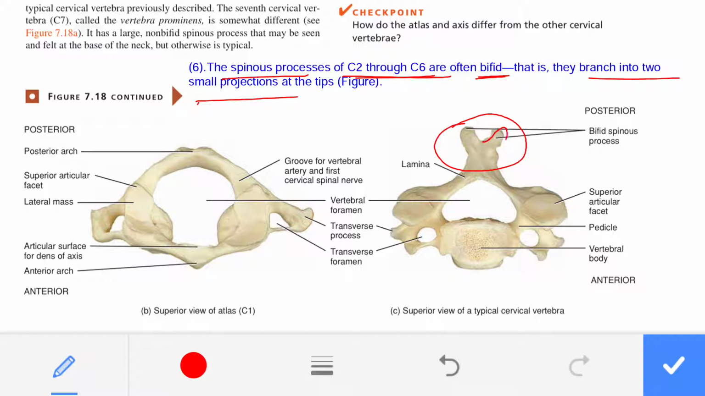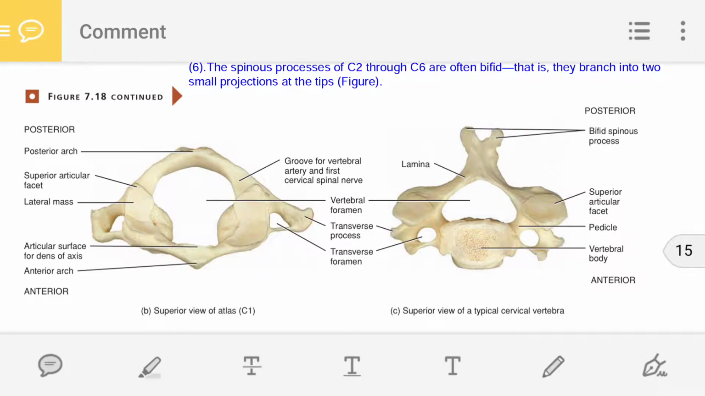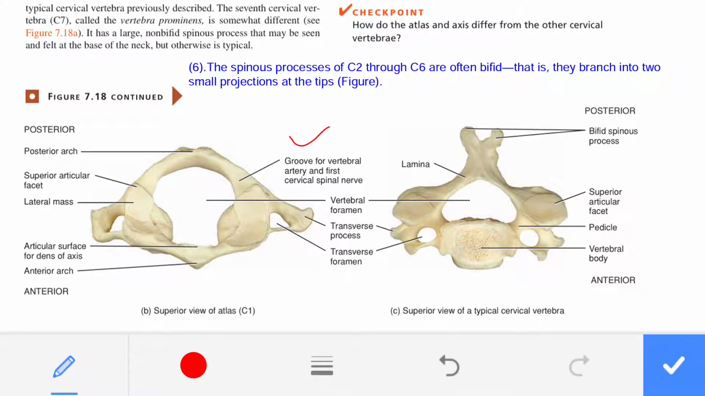So here we can see this is one projection, and here this is another projection at the tip, and that's why this spinous process is known as the bifid spinous process. So we are remembering this point: the spinous process of C2 to C6 vertebra is the bifid one.